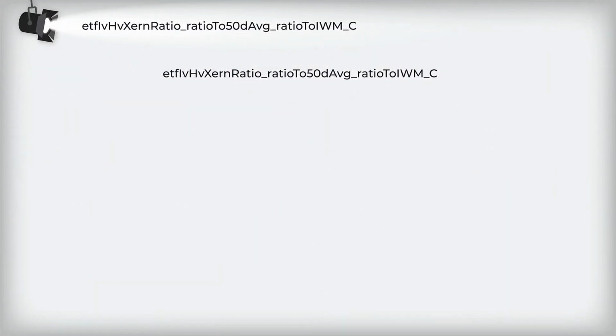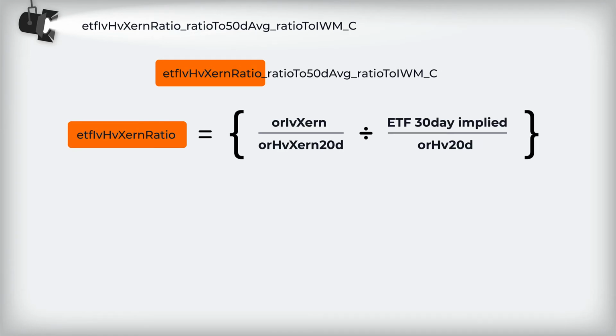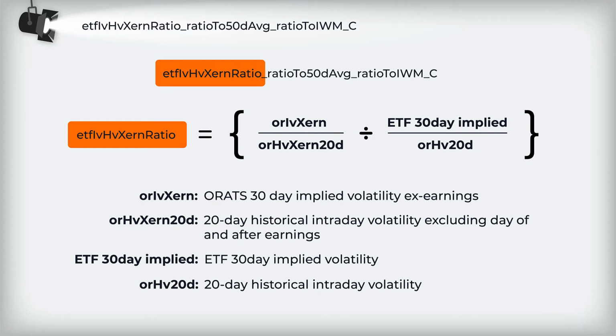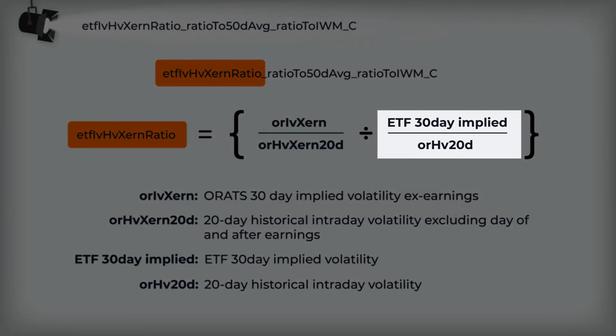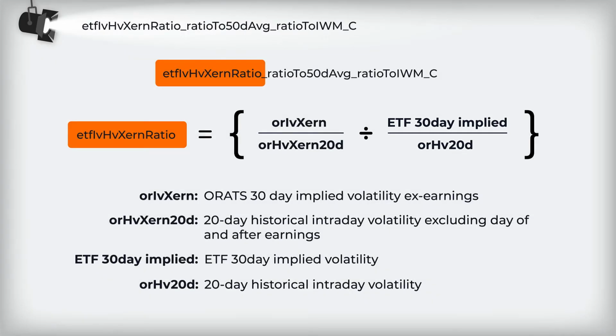To understand what this indicator means, let's break it down into three parts. The first part will be our base indicator, which is defined by this equation. If we break this down into its individual variables, we get the following. In the first half of the equation, we are comparing the stock's implied volatility to its historical volatility. In the second half, we make the same comparison, but with the stock's best related ETF. For example, if we are analyzing Snapchat stock, ORATS would use IWM, which tracks the Russell 2000 index.